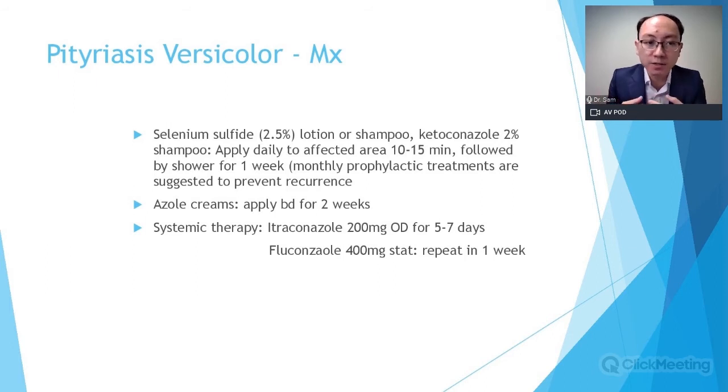Also, you can try to use an azole cream, such as ketoconazole or fluconazole cream. Apply it twice a day for 2 weeks. If the area is very large, if the pityriasis is extensive, you can use itraconazole or fluconazole.